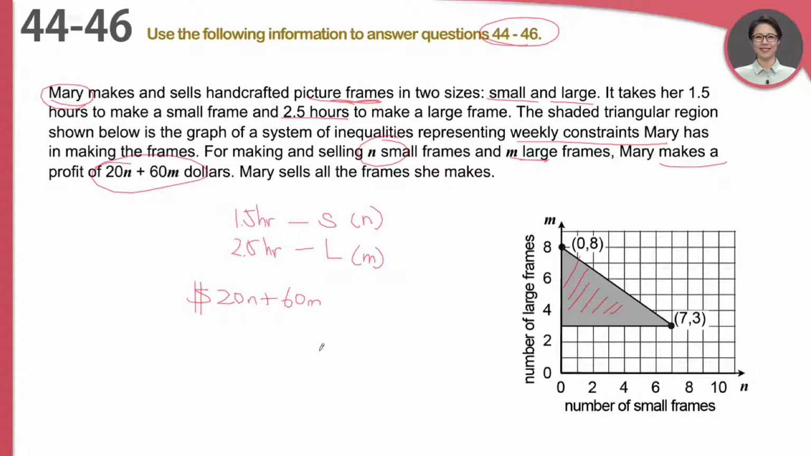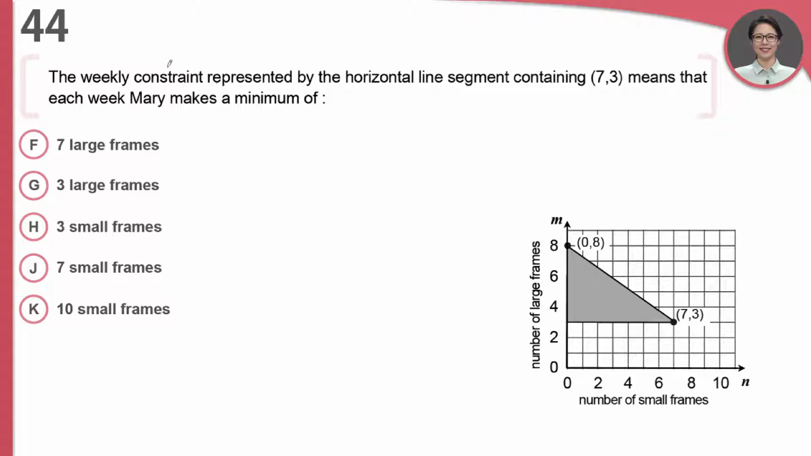Okay, let's move on to question 44. The weekly constraint represented by the horizontal line segment containing 7, 3 means that each week Mary makes a minimum of what? The x-axis is small, and the y-axis is large. This horizontal line tells you a minimum of 3 for Y, that's for large. Minimum 3 can be made by Mary, and 3 represents large. So 3 large frames, G is the answer.